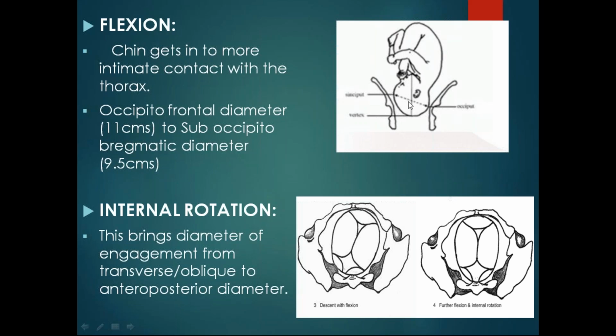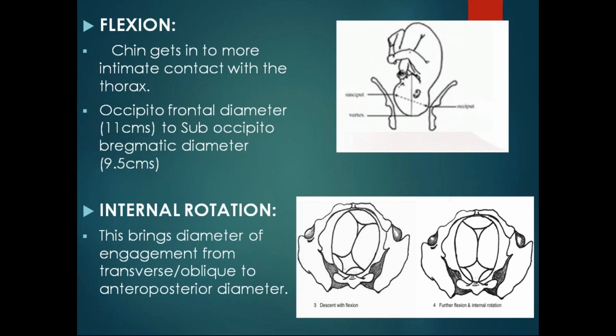As a result, the presenting diameter, which was occipitofrontal, this is occiput, this is frontal, so that was actually here like this. Because of the flexion, it has come up, and now the presenting diameter will be suboccipitobregmatic. That is smaller, 9.5 centimeters. So because of good flexion, the diameter of the head which is presenting becomes smaller. That makes it easy. It facilitates easy expulsion of the baby.